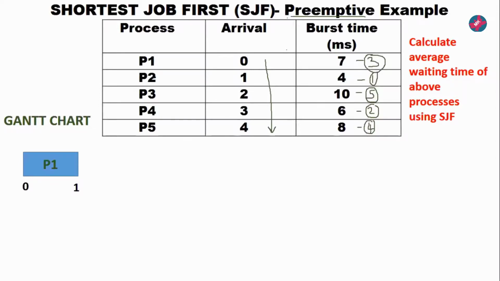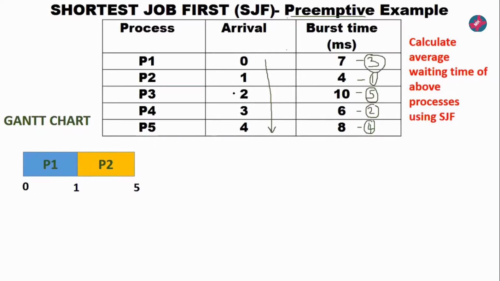Now after 1 millisecond P2 has entered the system. Now what is the CPU burst time? 4. And this is smaller than the CPU burst of P1. And since this is a preemptive approach, P1 will be interrupted and P2 will be given a chance for execution. Here observe this. P1 is interrupted as the CPU burst of P2 is smaller than that of P1.